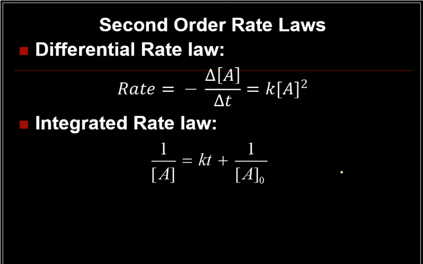This is still in your y = mx + b form. So what I want you to see here is now y is the inverse of the concentration of A. k is still m, the slope, and then x is still time, and then b, your y-intercept, is 1 over the original concentration.